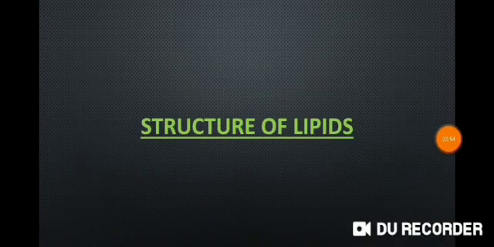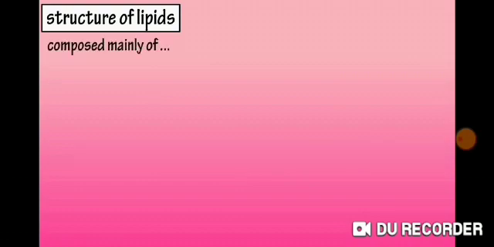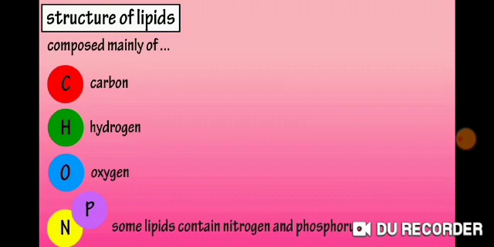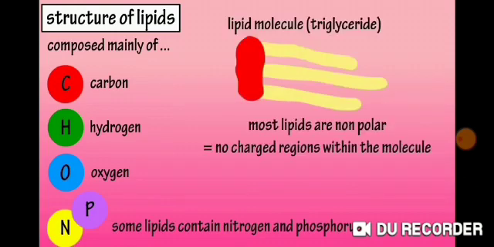Now, let us discuss the structure of lipids in detail. Lipids or fats are composed mainly of carbon, hydrogen, and oxygen, but some lipids contain other elements such as nitrogen and phosphorus. And most lipids do not dissolve in water because they are non-polar. It means that the electrons are shared equally within the molecule, so they have no charged region in the molecule.